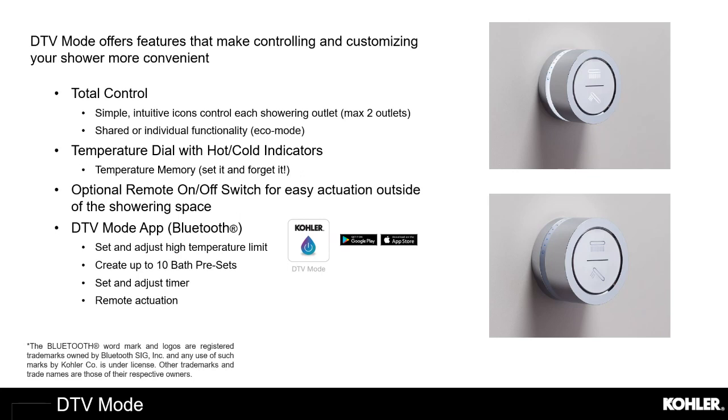When you turn off your shower, you get out and you leave, you come back in the next time, that dial is exactly where you left it. It's exactly the temperature that you like it at. Simply turn on your shower, purge the cold water, and you're ready to go.